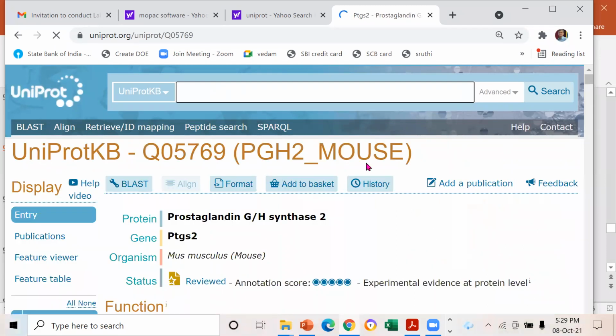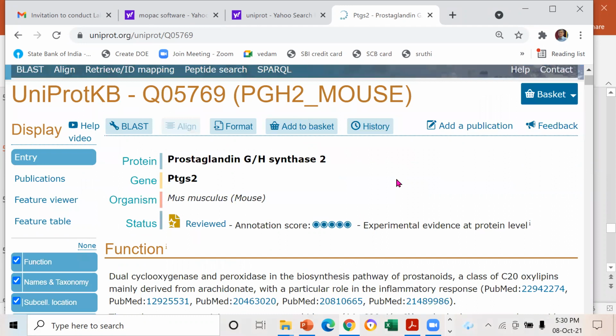So this is a mouse sequence of the enzyme called prostaglandin GH synthase 2. It's also called cyclooxygenase 2. It's an oxidoreductase enzyme, so it has two activities, oxidation then reduction. It converts arachidonic acid into PGH2, so it's involved in the inflammatory pathway, actually.